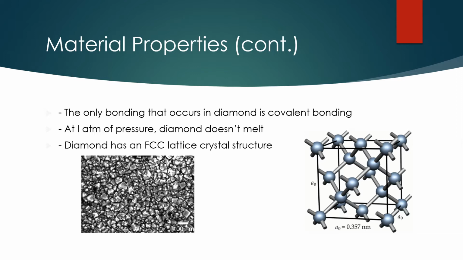And then an interesting fact is that at 1 atm of pressure, diamond doesn't melt, it simply vaporizes when exposed to extremely high temperatures. And then diamond has a FCC lattice structure, and as you can see in the picture of the unit cell on the right, the edge length of that unit cell is 0.357 nanometers. And then if you look at the other picture, you can see the grain boundaries in diamond when taking pictures with the scanning electron microscope.